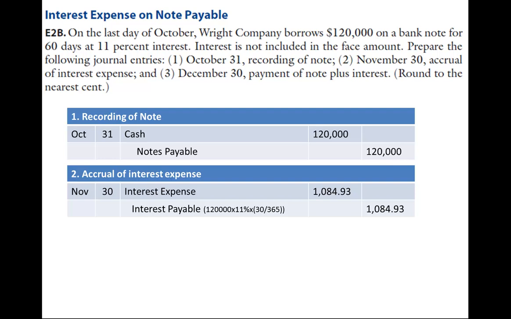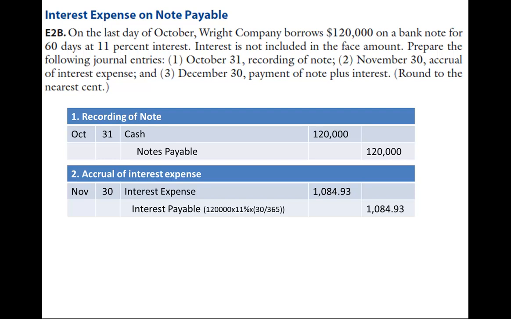So if we take our principal amount of $120,000 times our 11% interest rate and then times 30 days divided by 365 days, we get $1,084.93. So the $120,000 is the principal, the 11% is the rate, and the 30 days is the amount of time that has passed between October 31st and November 30th. So we are recording 30 days worth of interest for the accounting period in which it is incurred. And the reason we are putting a credit into the interest payable account is because we owe this interest, it's just not yet ready to be paid.